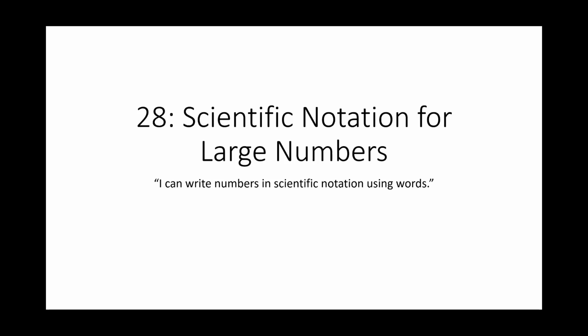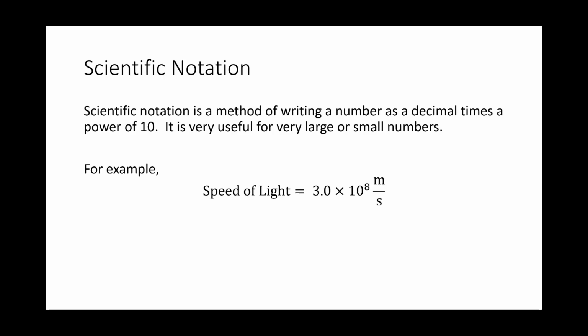Welcome to Lesson 28, Scientific Notation for Large Numbers. Our objective is that we can write large numbers in scientific notation using words. Scientific notation is a method of writing a number as a decimal times the power of 10. It's useful for very large or small numbers.